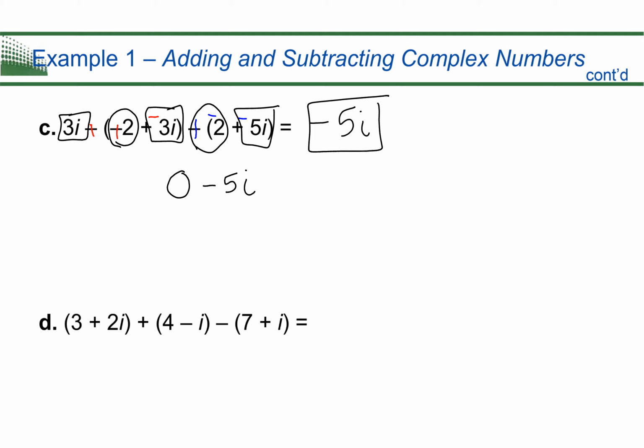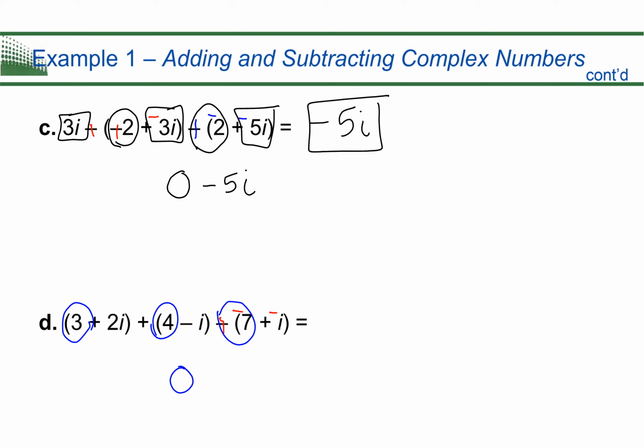Now in part D, I'm going to do the same thing. I'm going to get rid of my minus sign that's in front of my parentheses. So I'm going to change it to a plus, but if I do that, I have to change the stuff that comes after it in the parentheses. Now I'm going to add my real parts. So that's a 3, I'm just combining like terms here, and a 4, that's 7, and then a negative 7, so it gives me a 0.